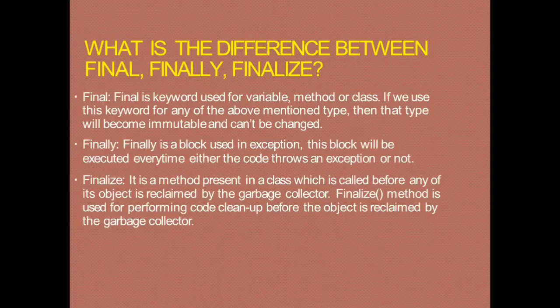Finally is a block used in exception handling. This block will be executed every time, whether the code throws an exception or not. Finalize is a method used in a class which is called before any of its objects is reclaimed by the garbage collector. The finalize method is used for performing code cleanup before the object is reclaimed by the garbage collector.